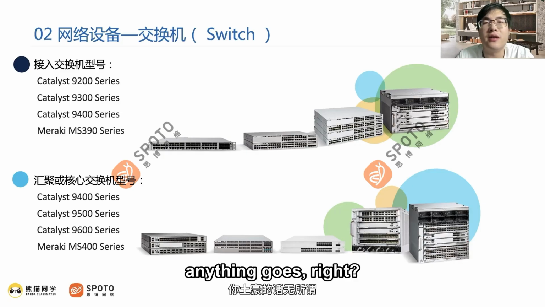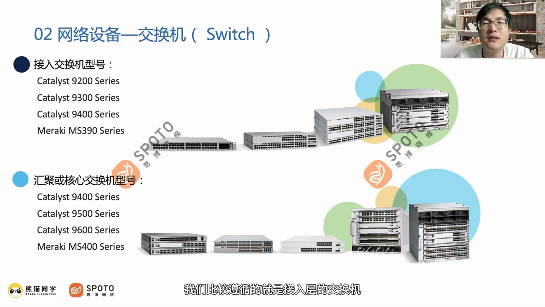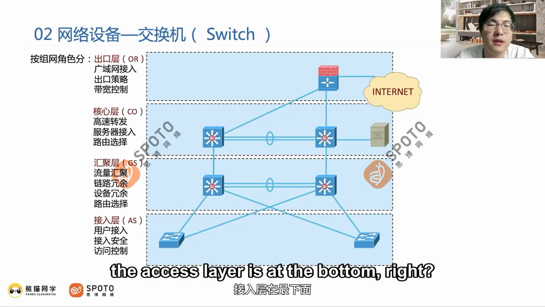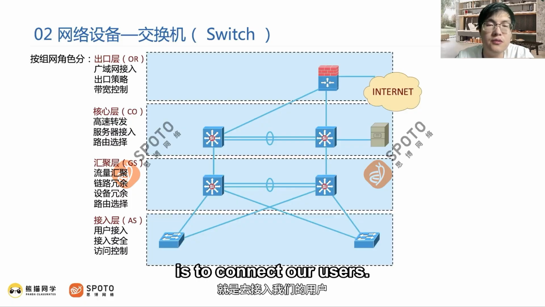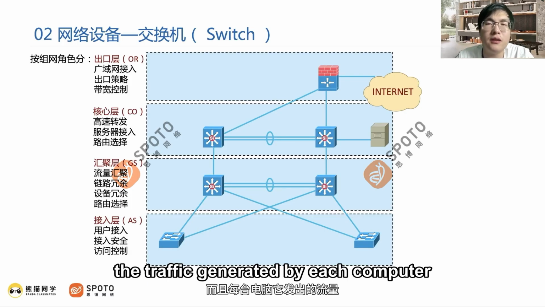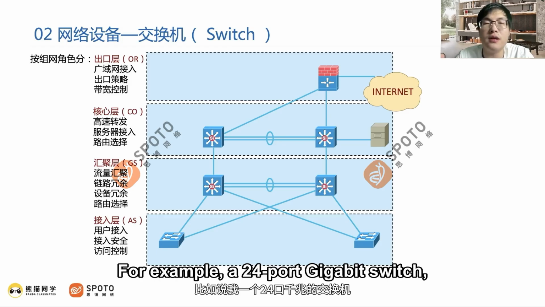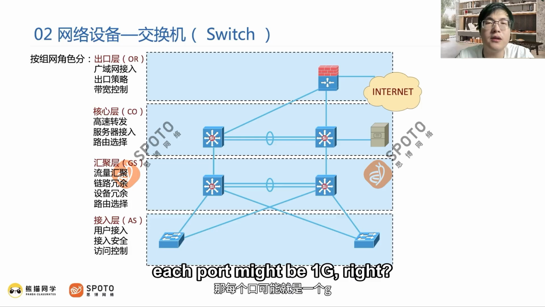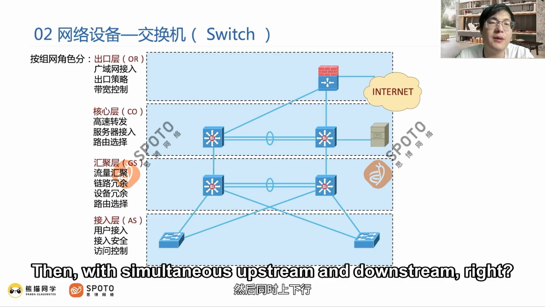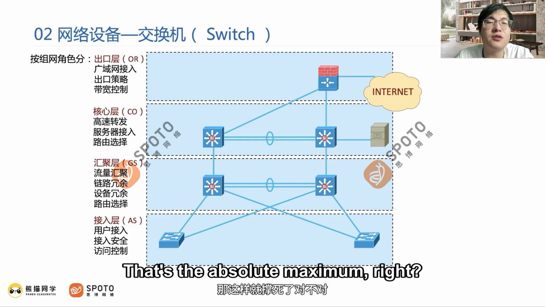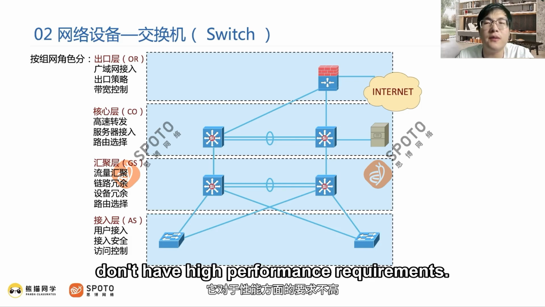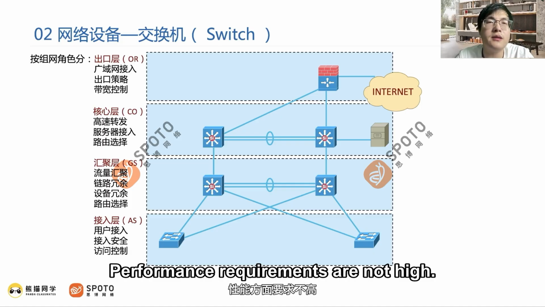Anything goes, right? Generally speaking, what we usually follow is that the access layer switch, let's go back a bit. The access layer is at the bottom, right? Its main role is to connect our users. It doesn't have many complex features. Moreover, the traffic generated by each computer is actually limited. For example, a 24-port gigabit switch. Each port might be 1G, right? 1 gigabit of traffic, right? Then, with simultaneous upstream and downstream, one port handles 2G of traffic. That's the absolute maximum, right? There won't be much more traffic. Therefore, access layer switches don't have high performance requirements.